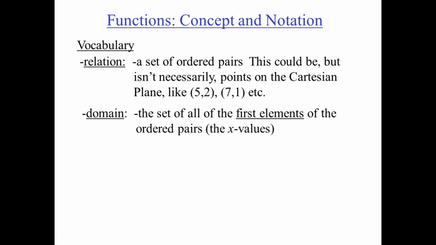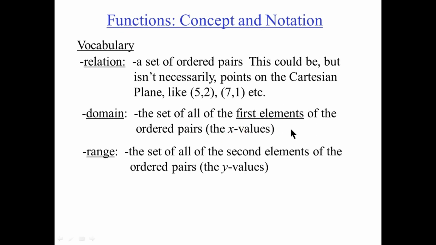The domain. The domain is the set of all of the first elements in the relation. So take all the ordered pairs. The domain is the set of all the first elements of the ordered pairs, sometimes called the x values. The range is the set of all the second elements in the set of ordered pairs, or the y values. I recall as a young student, I was trying to remember domain. Was that the x or the y? Well, D comes before R in the alphabet, and so D is the first element and R, range, is the second elements.